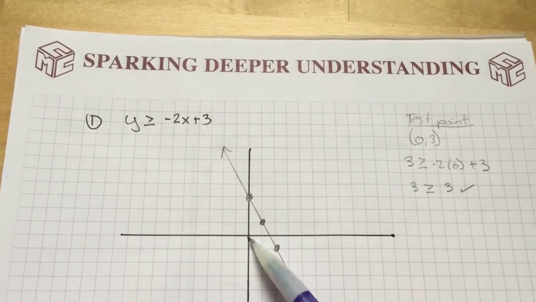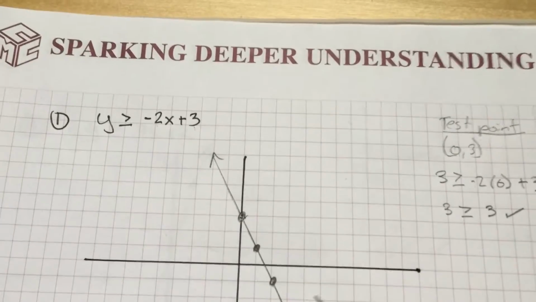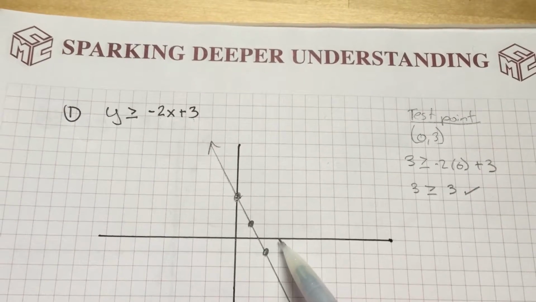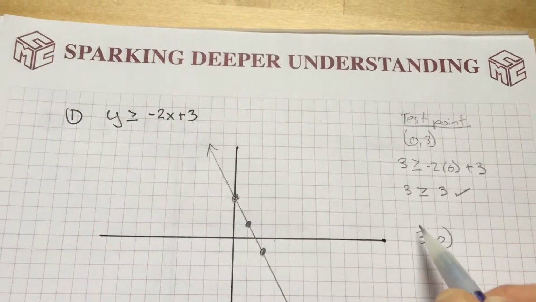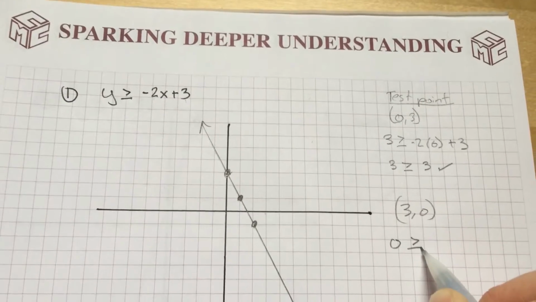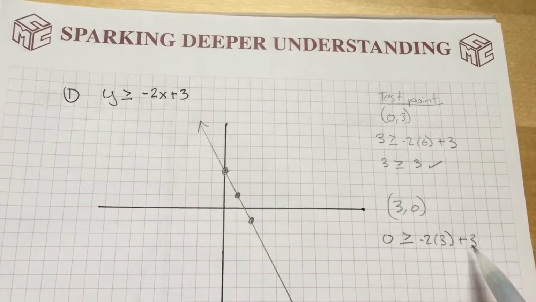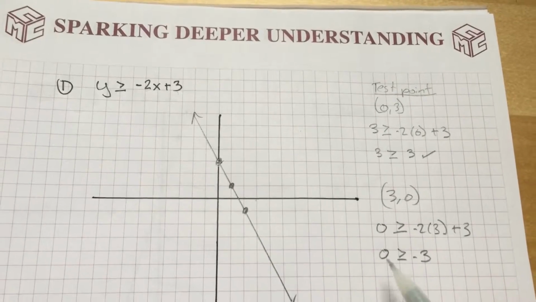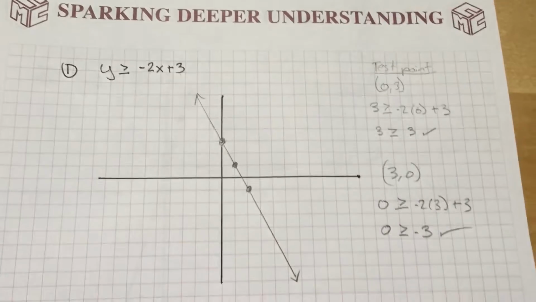Now I can test this and make sure that that's a false statement, which means I'm shading over here, but that can be a little more confusing. So I'm going to pick a point on this side, right here. So 1, 2, 3. I'm going to test 3, 0. So 0 is greater than or equal to negative 2 times 3 plus 3. Negative 6 plus 3 is negative 3. So 0 is, in fact, greater than negative 3. That is a true statement. So I'm going to shade.